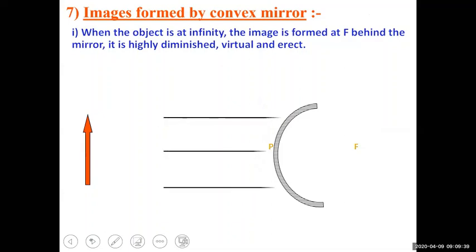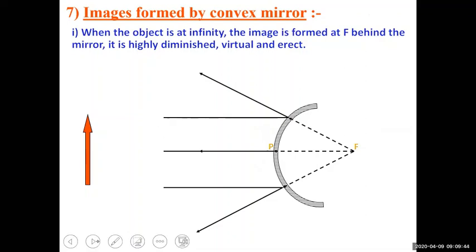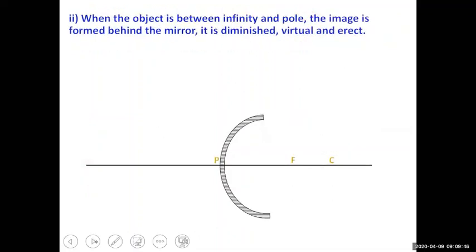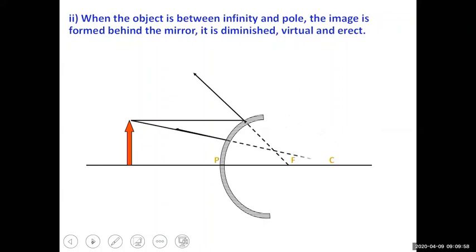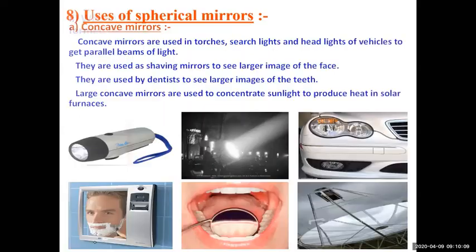Convex mirror has started now. First case and the second case. Okay, a very diminished image, highly diminished, I can say, but it is at the point here. Okay, behind the mirror. Now, uses of spherical mirrors already we have discussed.